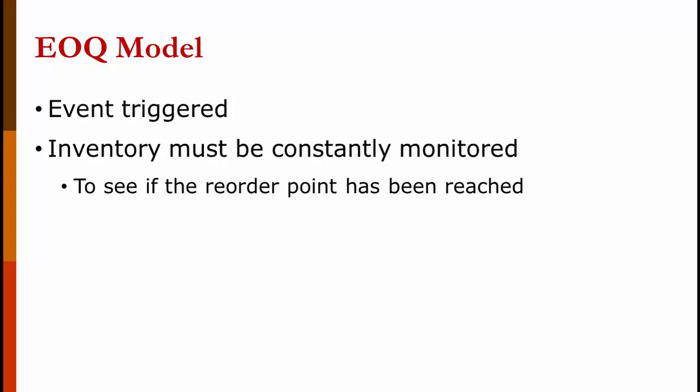Economic order quantity models are what are called event triggered. That is, something happens that causes you to place an order. Specifically, you monitor the inventory you have on hand, and when a reorder point is reached, you place an order. So if the reorder point is 50, you're monitoring the inventory. When it drops down to 50, you know it's time to place an order.